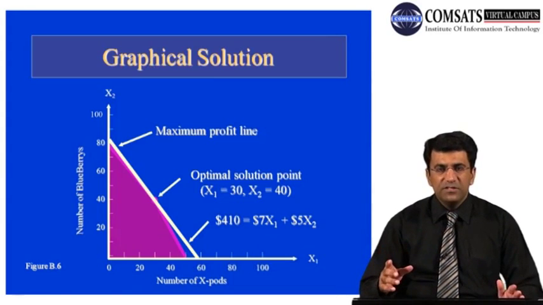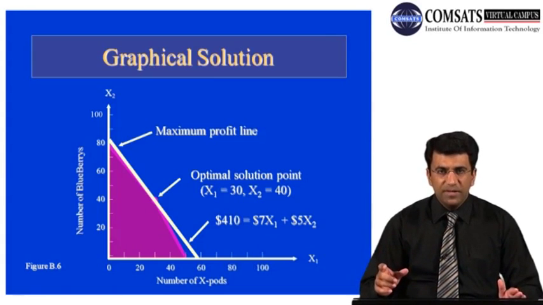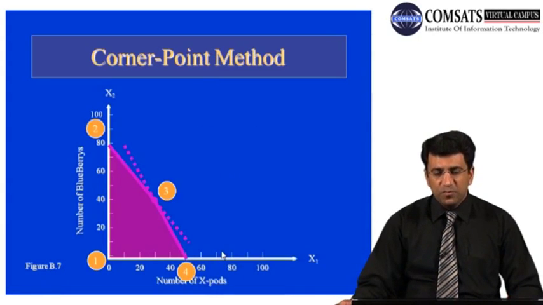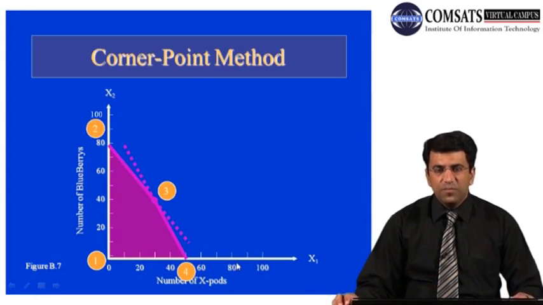So this method we just discussed is the Isoprofit line method. But generally we don't discuss the Isoprofit line method. We mostly use the corner point method. Now research tells us, or this method guides us, that your profit will be maximized at one of the corner points, and that's why this is known as the corner point method.